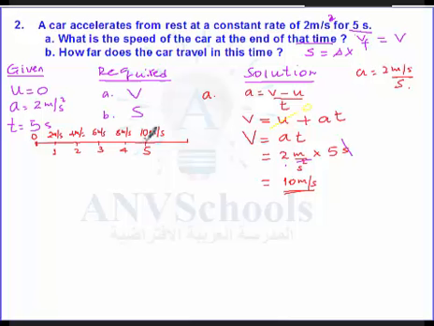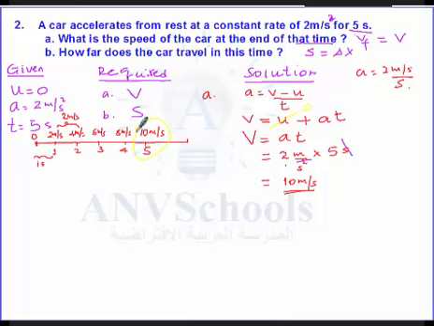See? For every change in 1 second, whenever the time changes by 1 second, the velocity is changing by 2 meters per second. That is the physical meaning of acceleration. So this car will have a speed of 10 meters per second at the end of 5 seconds. That's the meaning. At the end of this 5 seconds, the object will have a speed of 10 meters per second.